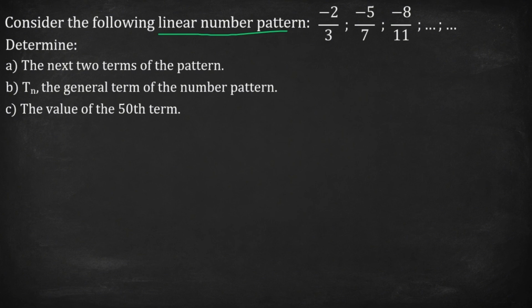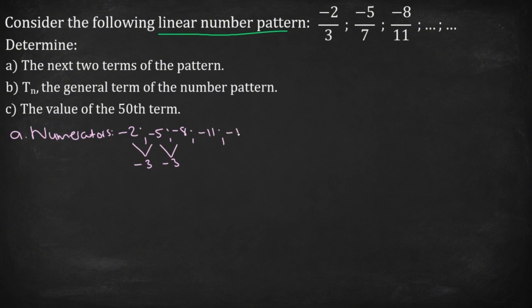Because the pattern contains fractions, we are going to deal with the numerators and the denominators separately. Let's start with the numerators. The numerators are negative 2, negative 5, and negative 8, and so on. The constant difference is negative 3 because negative 2 minus 3 is negative 5. And here, negative 5 subtract another 3 gives us negative 8. That means that the next two numerators will be negative 11 because negative 8 minus 3 is negative 11, and negative 11 minus another 3 is negative 14.